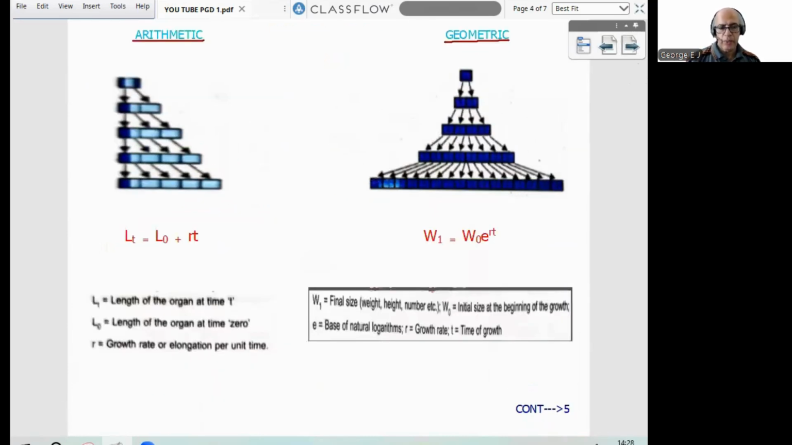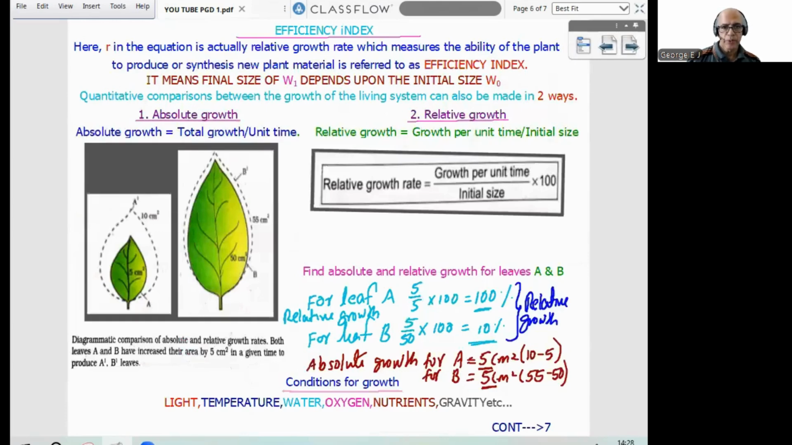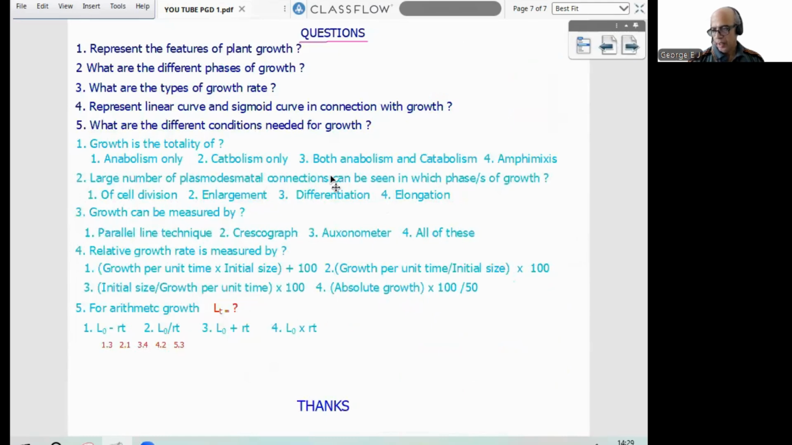Then the formulas LT equals L0 plus RT, and W1 equals W0 e raised to RT, and their explanation, what each letter stands for. Then graphical representation, linear growth and sigmoid growth, and how we can find R, the formula, etc. Then we proceeded to the other quantitative comparison, absolute growth and relative growth, the formula, and how to calculate absolute and relative growth in leaves A and B. Then conditions for growth, and finally 5 theory questions and 5 NEET exam questions. Hoping that it is clear.